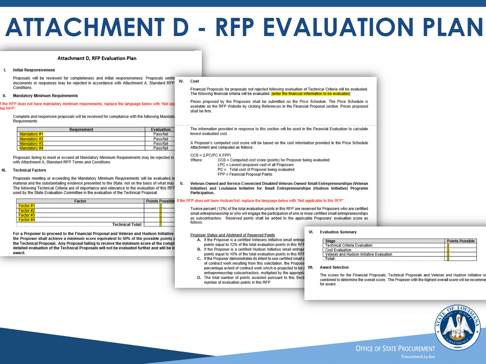The cost section states what financial criteria will be evaluated and provides the formula that will be used to calculate the cost score. The Hudson Veteran Clause states the amount of points reserved for the Veteran Initiative and Hudson Initiative and how the points will be allotted. This attachment also includes the evaluation summary and award selection. The evaluation summary is the breakdown of each evaluation stage and the possible points assigned to each stage. The award selection clause states how the award will be determined.